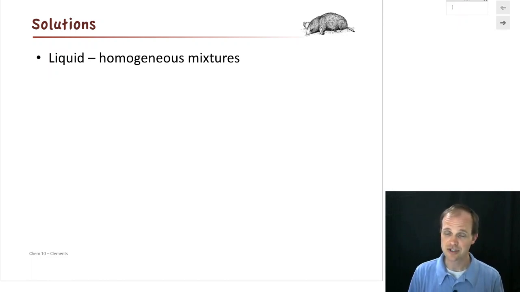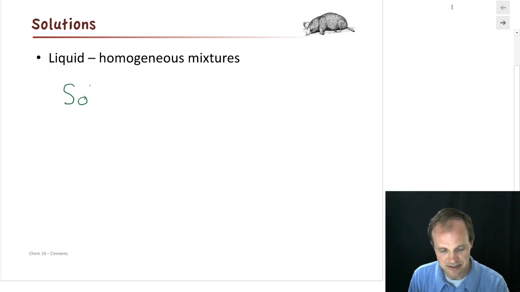Now, in general, when people talk about solutions, they're talking about liquids, usually in water, but it doesn't have to be. If you take a ring, perhaps, that's made up of gold and other metals, then that might be called a solid solution. But for the purposes of this class, we're going to talk about solutions as homogeneous mixtures. And there's two parts to a solution that we need to know about. There is the solute, and there is the solvent.